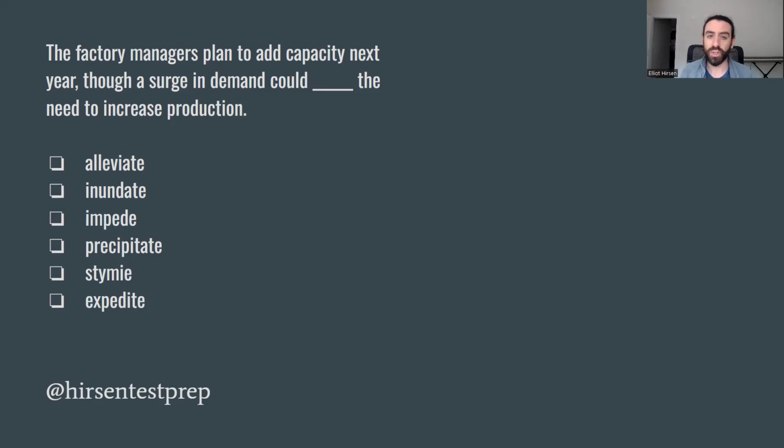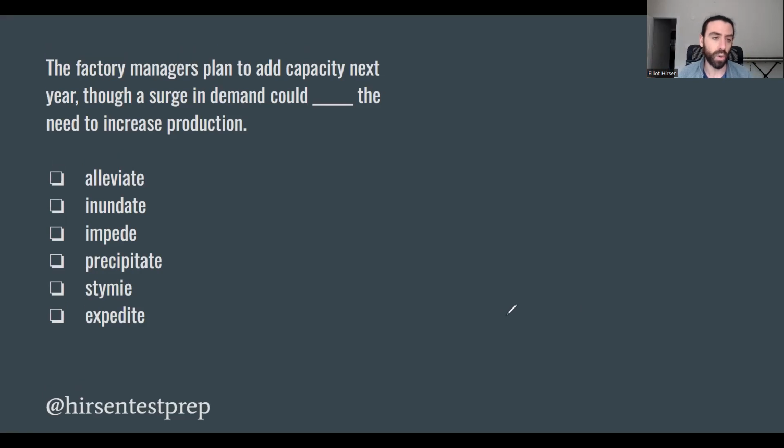So factory managers are planning to add capacity next year, but a surge in demand might make them want to do it sooner, right? So a surge in demand could speed up maybe the need to increase production. So with that speed up in our minds, can we find a couple of words on this list that would make pretty good synonyms for speed up? Let's see, as we walk through the list here, what looks good or what we're able to eliminate.